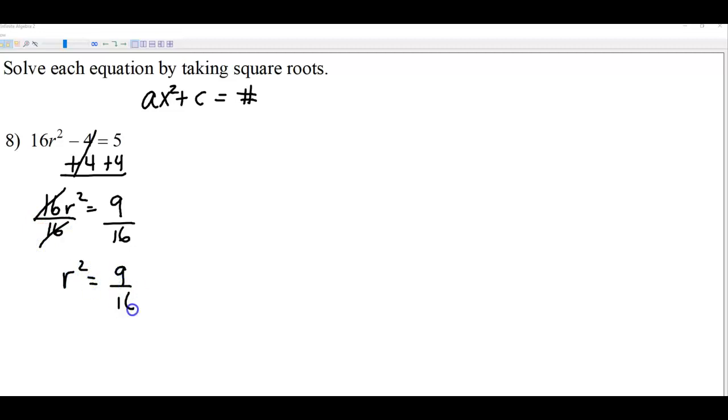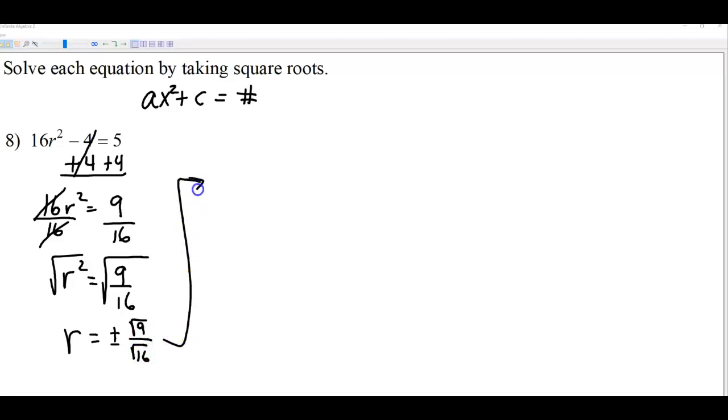And to solve for r, we just need to take a square root. But we do need to remember that when you take a square root, you get a plus and a minus. Now the square root of 9 over 16 is the square root of 9 divided by the square root of 16, which means we could just take the square root of those separately. The square root of 9 is 3, and the square root of 16 is 4. And so my answer is plus and minus 3/4.